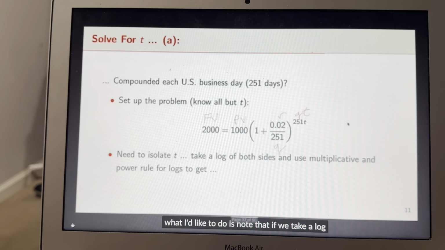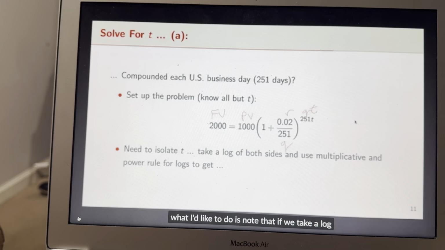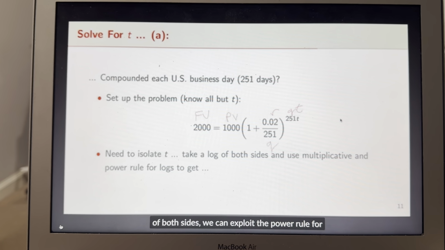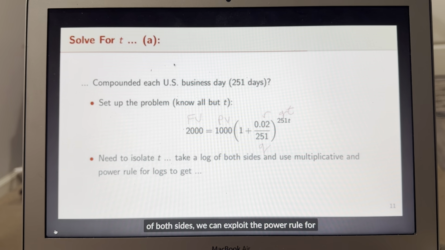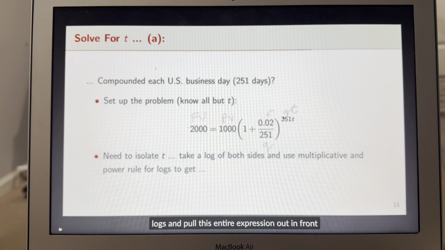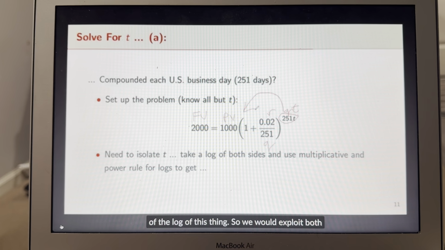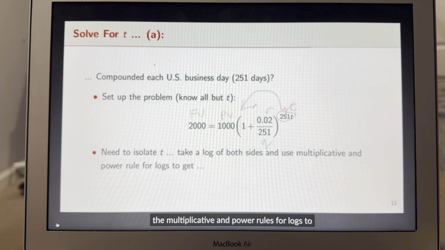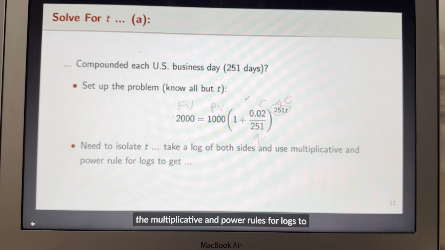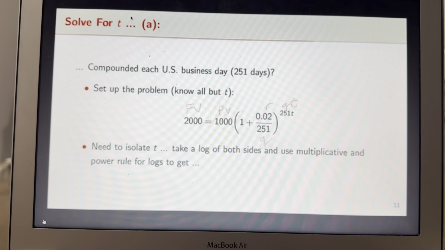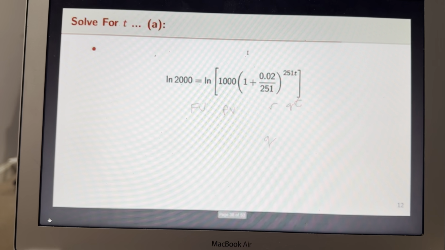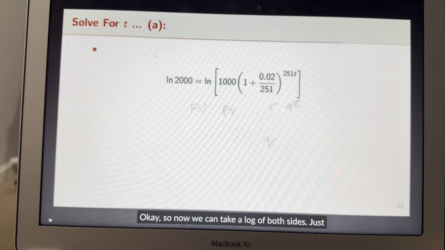Well, first, what I'd like to do is note that if we take a log of both sides, we can exploit the power rule for logs and pull this entire expression out in front of the log of this thing. So we would exploit both the multiplicative and power rules for logs to pull that expression down. Okay, so now we can take a log of both sides.